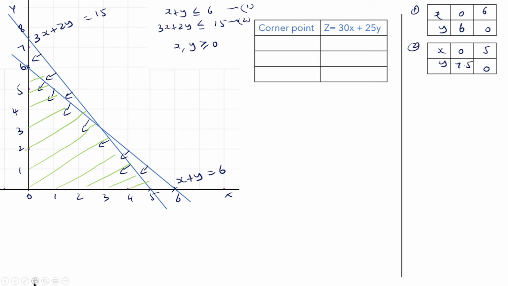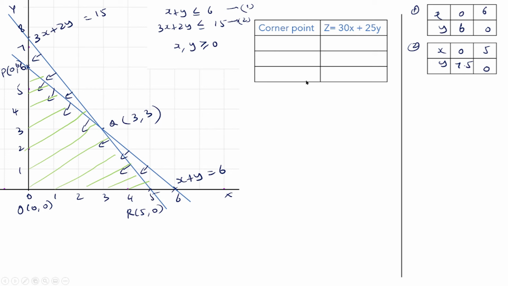Now let us mark the corner points. Here we can see that the feasible region is closed. So the maximum value of z occurs at one of the corner points. So the corner points are O (0, 0). Next we have P (0, 6). And next we have Q. Here from the graph itself we can see that the coordinates for Q is (3, 3). And next we have R (5, 0). So these are the 4 corner points.